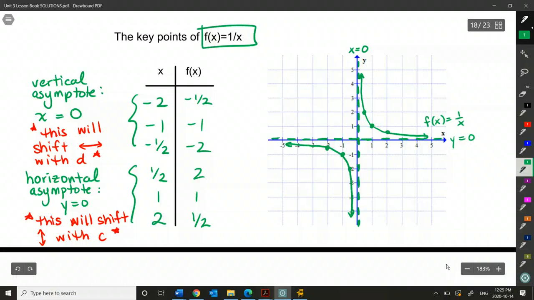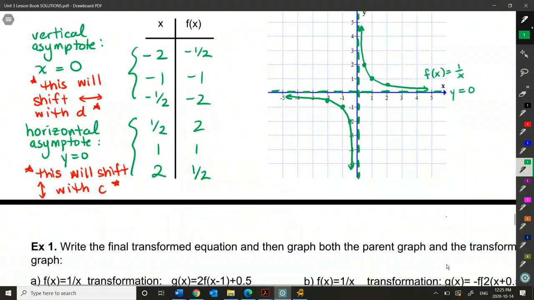Am I okay to scroll here? We're good? Okay.